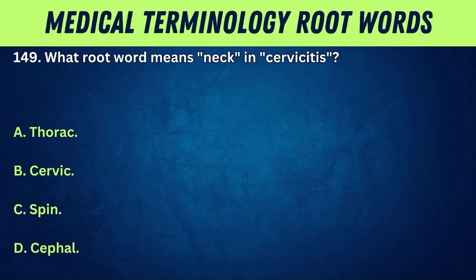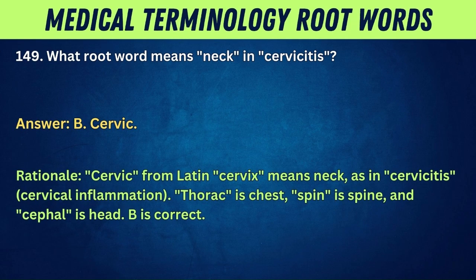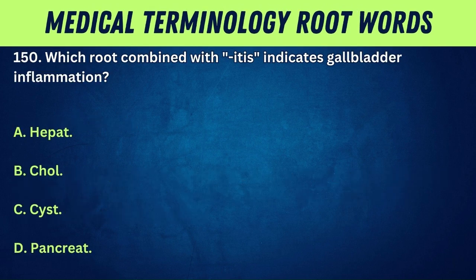A. Thorax. B. Cervix. C. Spin. D. Cephal. Answer: B. Cervix. Rationale: cervix from Latin cervix means neck, as in cervicitis, cervical inflammation. Thorax is chest, spin is spine, and cephal is head. B is correct. 150. Which root combined with itis indicates gallbladder inflammation?